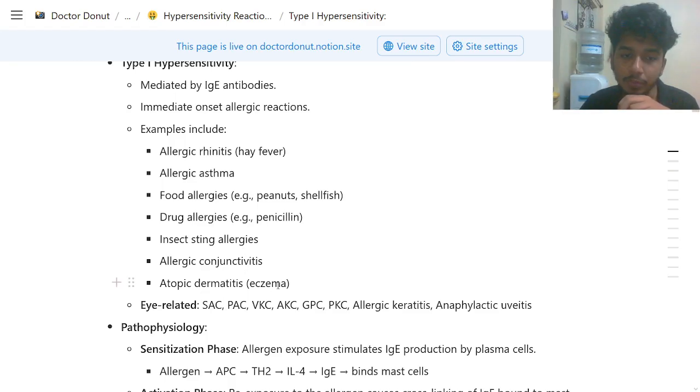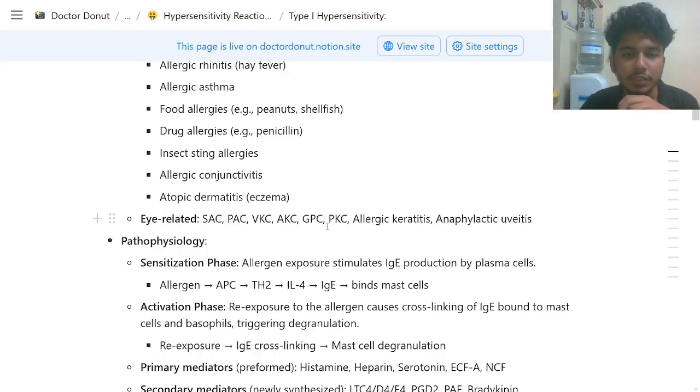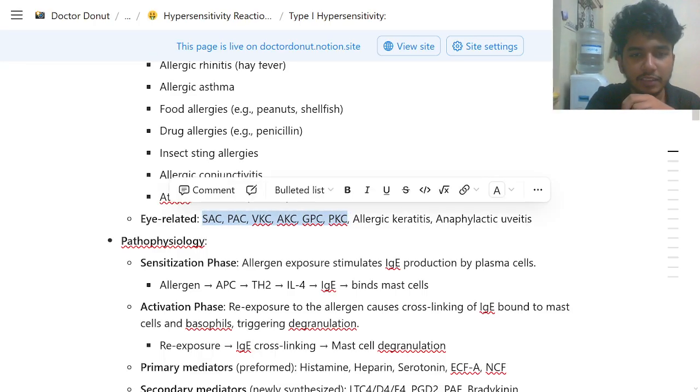atopic dermatitis, eczema, all of these eye related conditions, which oh my god, you really want me to Google them and tell you all? Sure. What the hell, why am I not able to?